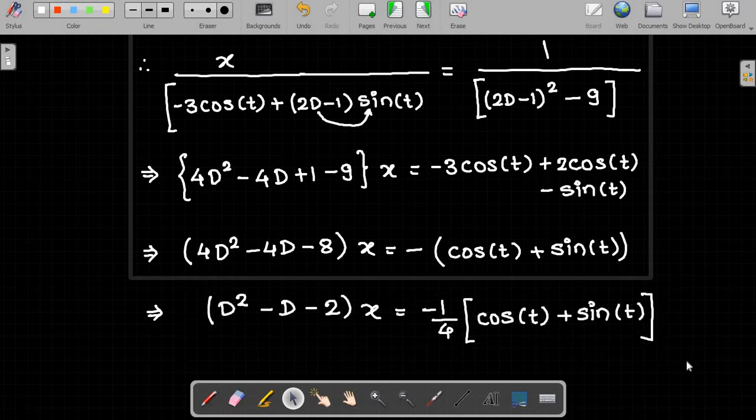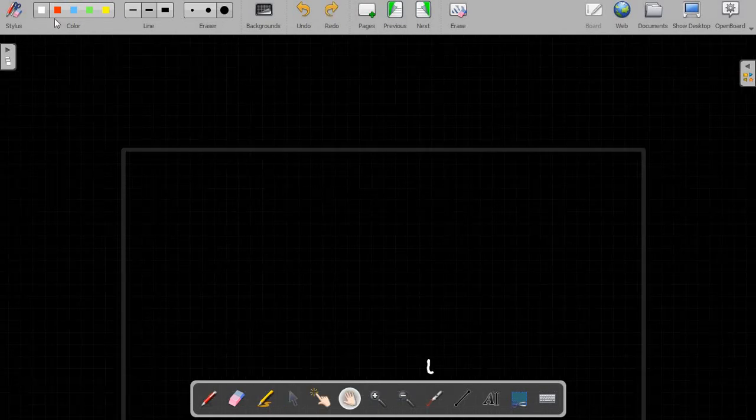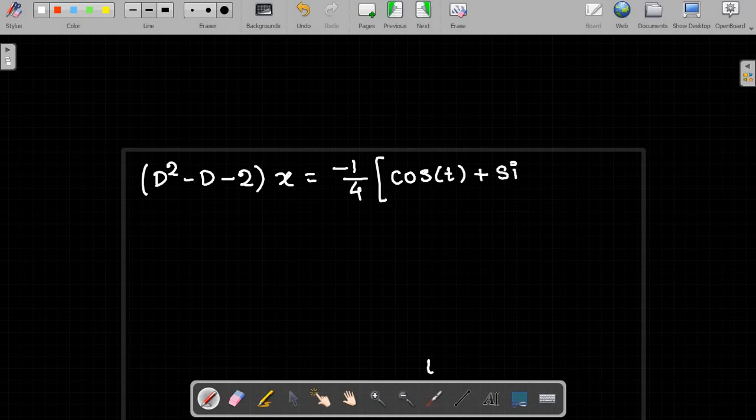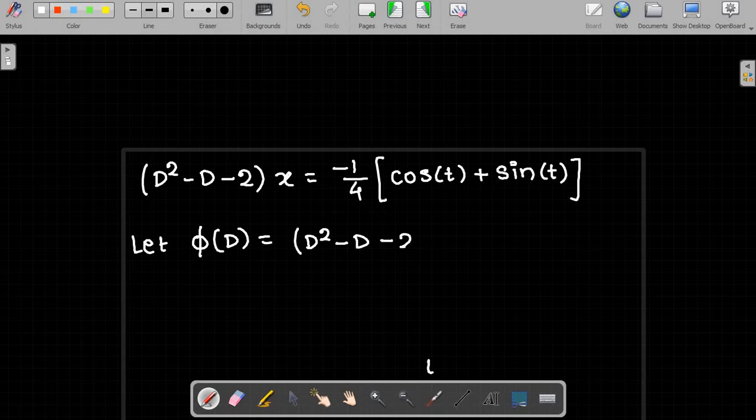So we need to find the complementary function as well as the particular integral. That is, (D squared minus D minus 2) x is equal to minus 1 by 4 into cos t plus sin t. We consider the auxiliary equation. Let phi of D is equal to D squared minus D minus 2 equal to 0.